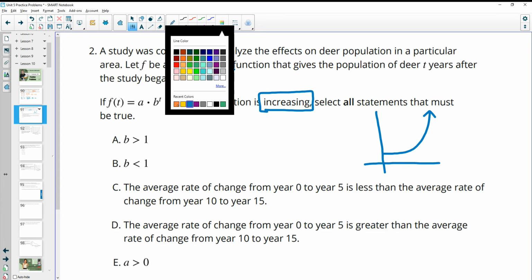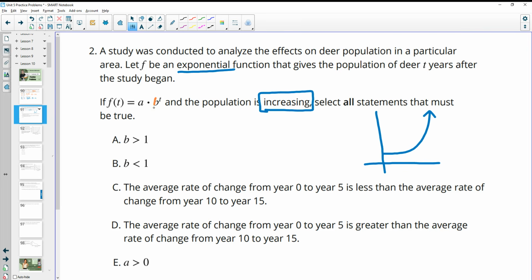Remember that B right here, this is your growth factor. So in order for your population to be increasing like it is here, that would mean that B needs to be greater than 1 so that you're getting back more than you started with, versus if it's less than 1, then you're getting back less than you started with.